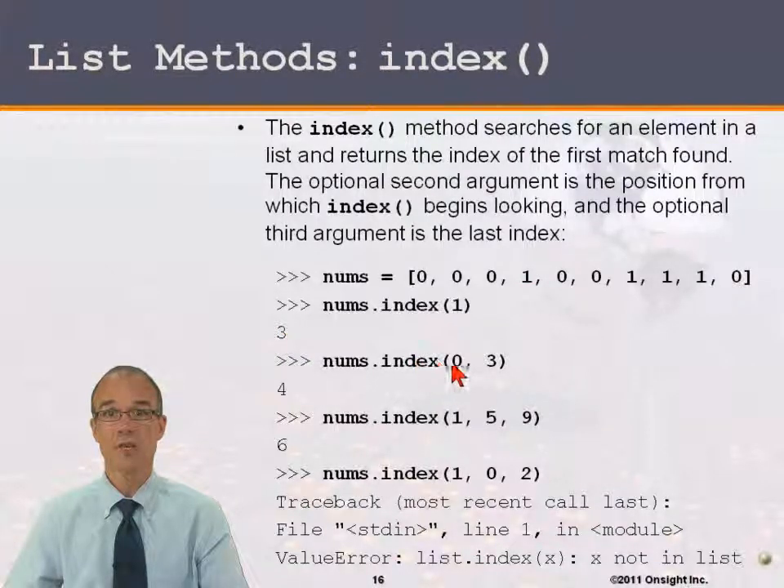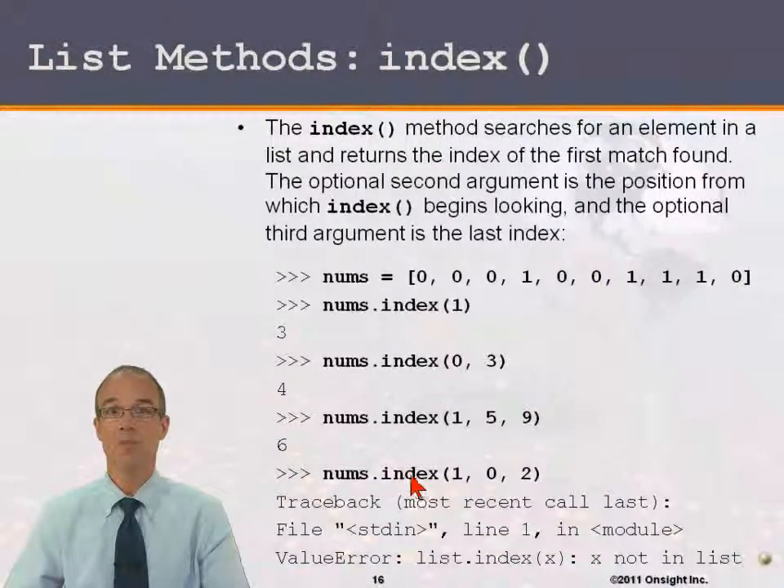This says, look at the first occurrence of the element 0. The next argument is start looking at this index. So it begins looking at index 3, which is right here, and tries to find a 0. Here it is, index 4. Now in this case, we say go into nums, look for a 1, start at index 5. Let's see, 0, 1, 2, 3, 4, 5. That's right here. And don't look past index 9. So it's going to try to find a 1. There it is right there, index 6.